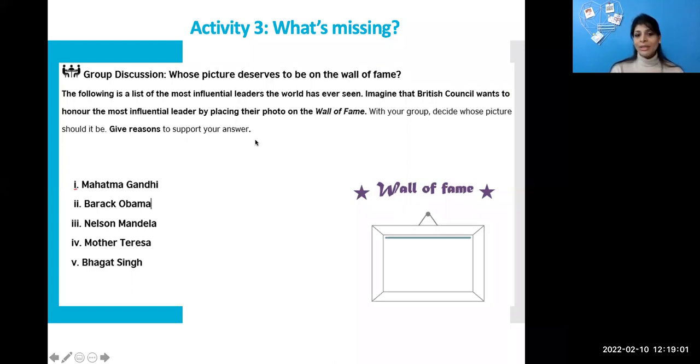So here we have a clear outcome, a very realistic outcome. We need to decide whose picture deserves to go on the British Council Wall of Fame. And there's a bit of personalization happening here because they are deciding whose picture goes up on their own institute's Wall of Fame. So a bit of personalization is there. There is an outcome. Then why do you think the discussion failed so miserably? What was missing?